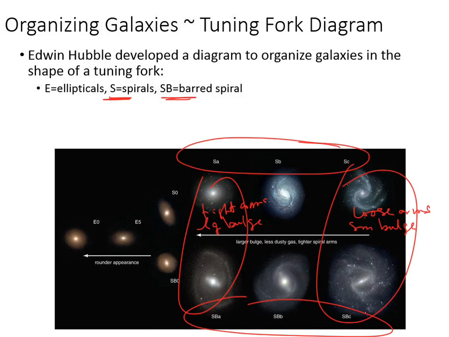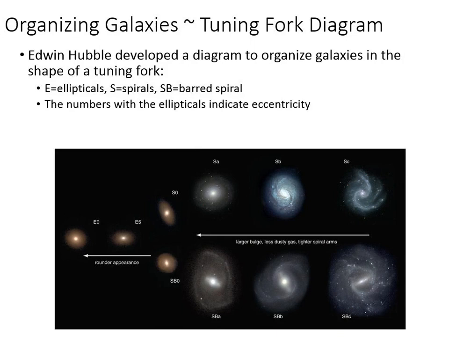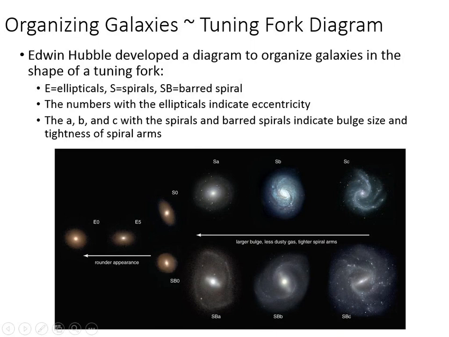Then over here, we have our ellipticals, okay? And the ellipticals are also subcategorized. Here you see E0, E5, and they're subcategorized with regard to how elliptical they are, how eccentric they are, or how oval they are. So the 5 looks more oval than the 0.